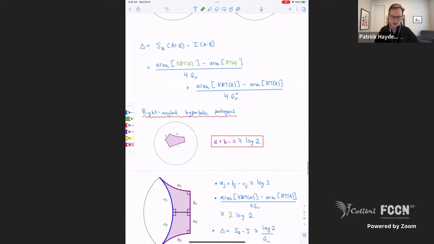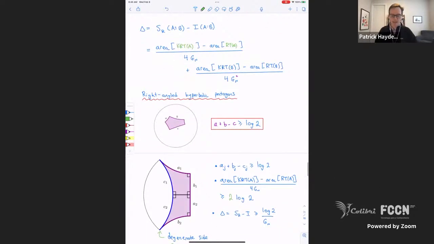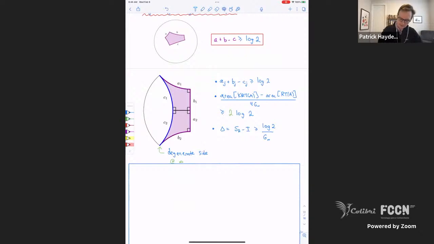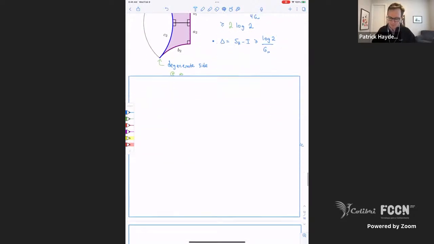If we go back to the Markov gap, it has one of these structures for A and another one for B. And so in the Markov gap, we'll actually have a 4 log 2. When we define the entropy, there's always a 4 Newton's constant in the denominator. And so what we find is that the Markov gap is bounded below by log 2 divided by Newton's constant. And that's the kind of argument that we make.